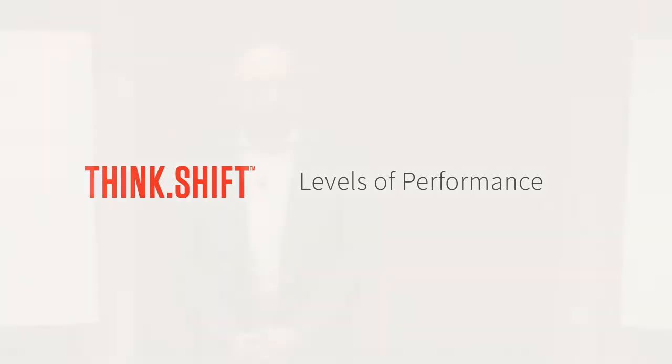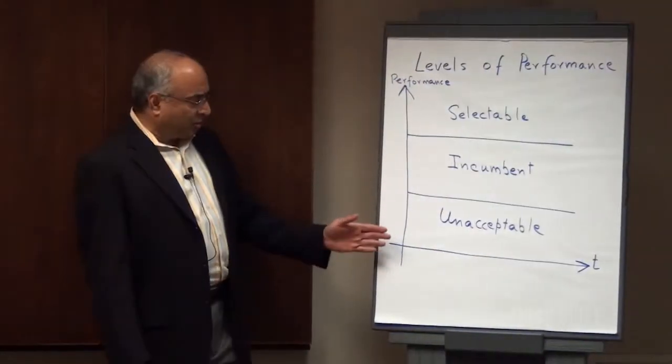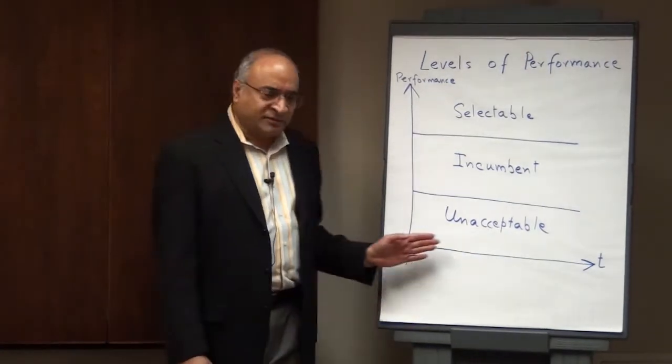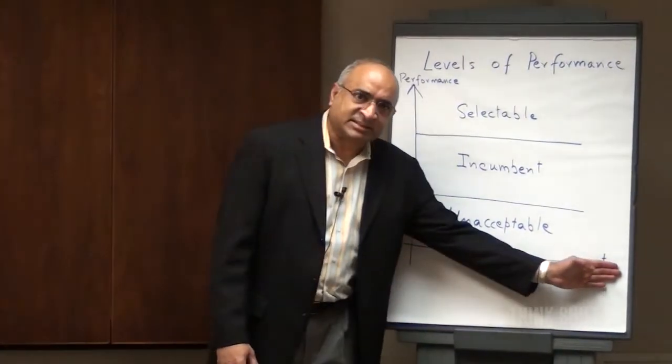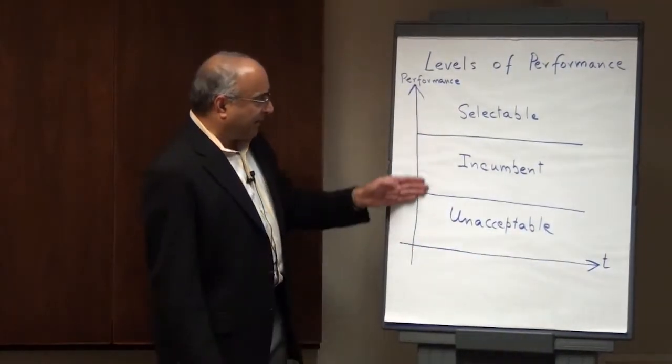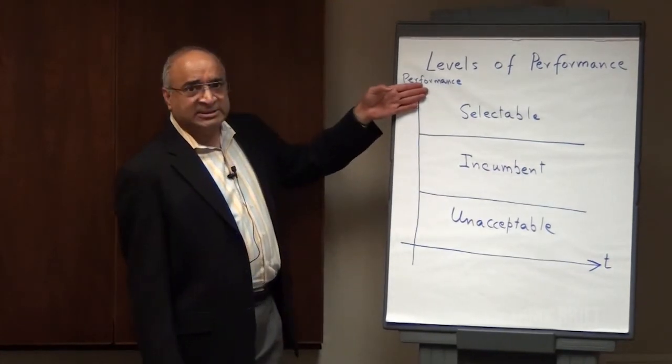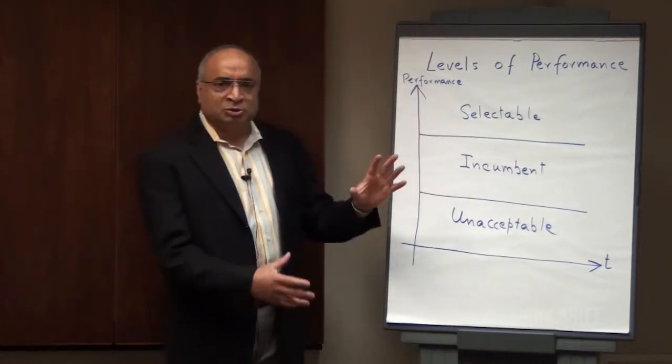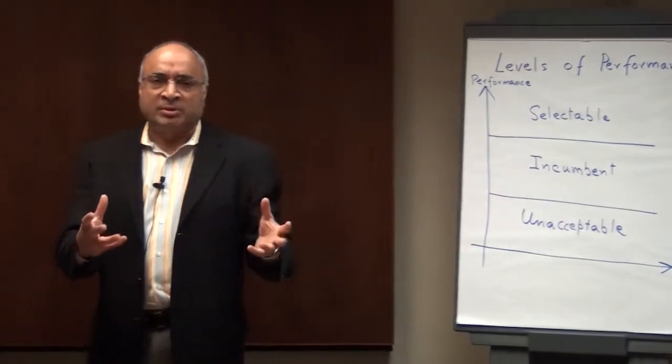Today we are going to talk about a tool called levels of performance. I have here a visual, a chart. On this x-axis we have time. This is the time axis, and the vertical axis is a performance axis. This is to chart the performance of one of your employees.